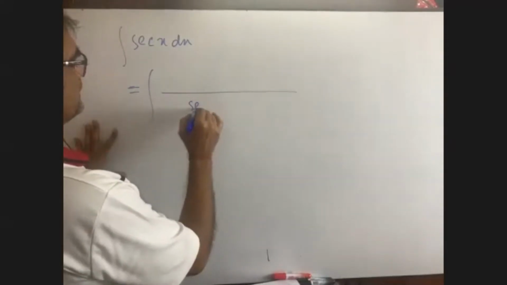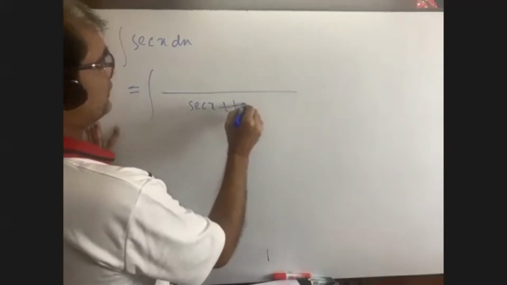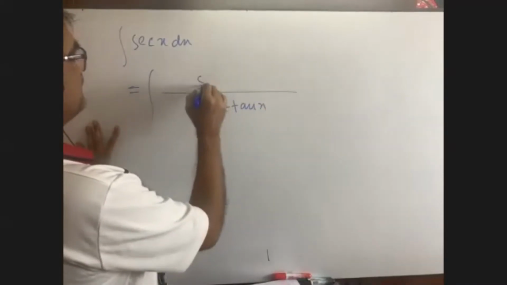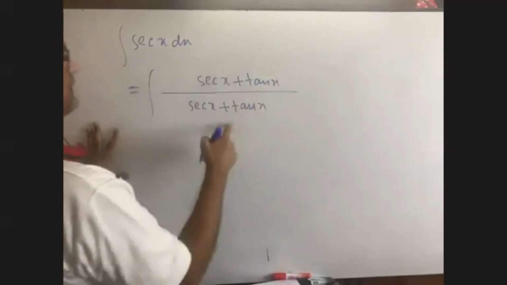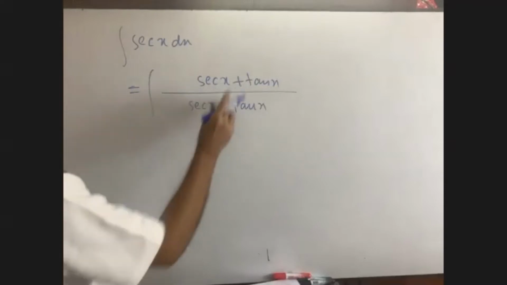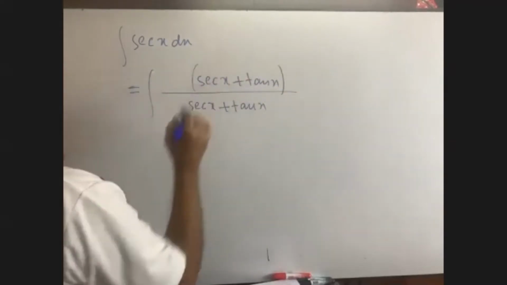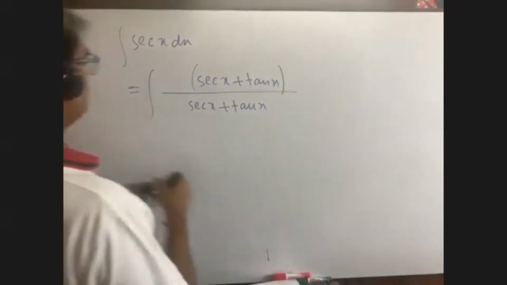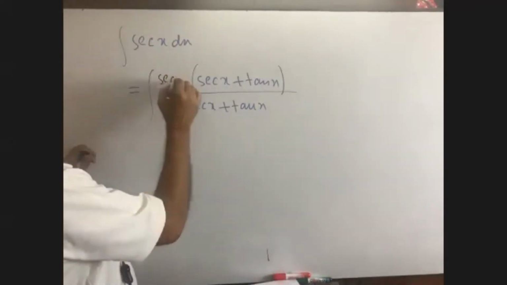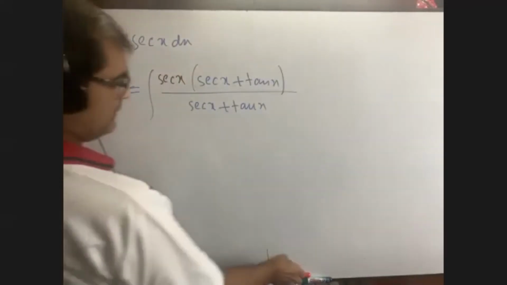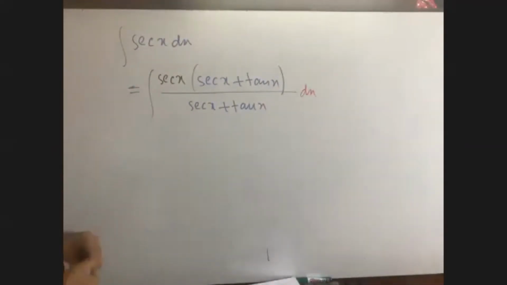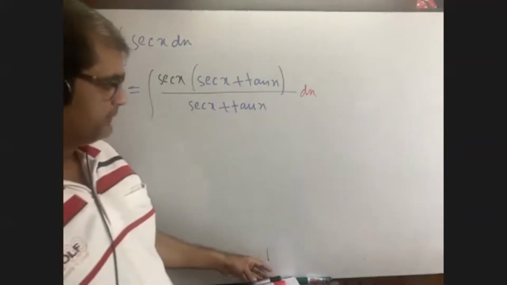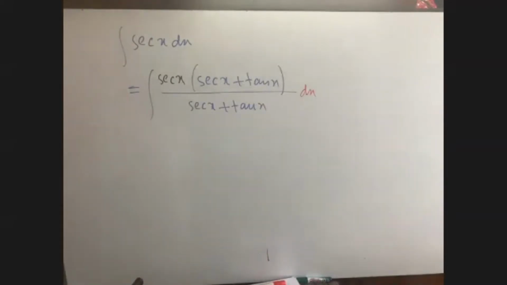If I write here sec x plus tan x, because if I write sec x plus tan x, they are the same. Are they the same? Yes, sir. Now this is sec x. Please try to understand. And it is now dx. Can you write this? Yes, we can write this.